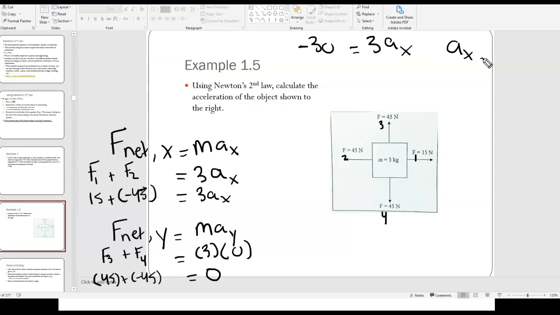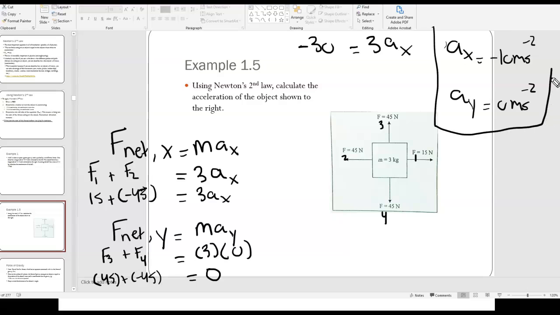So ax is equal to negative 10 meters per second squared, and ay is 0 meters per second squared. So this object is not accelerating in the y direction, but it is accelerating in the x direction. Specifically, it is accelerating at 10 meters per second squared to the left. I say to the left because this negative sign here is in the negative x direction. So here is the acceleration of this object. That is example 1.5.